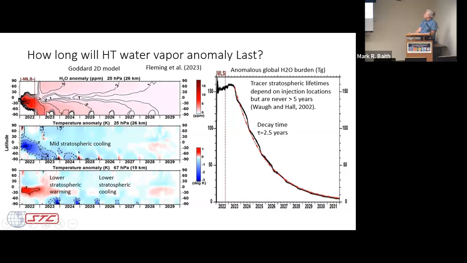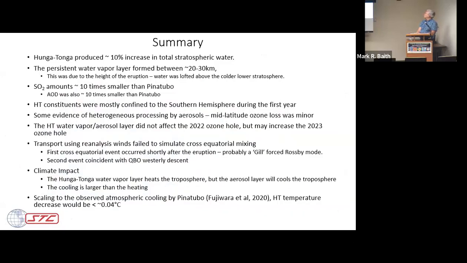And it's pretty much doing what it shows here. The water vapor, and this is the mid-stratospheric cooling associated with the water vapor, and there's a little bit of warming down low, but then it switches over to cooling. But the lifetime is about 2.5 years. So that's what we think will happen with the water vapor according to the 2D models. And of course, the climate models are going to have to weigh in on that too. Okay, so I'm going to summarize.